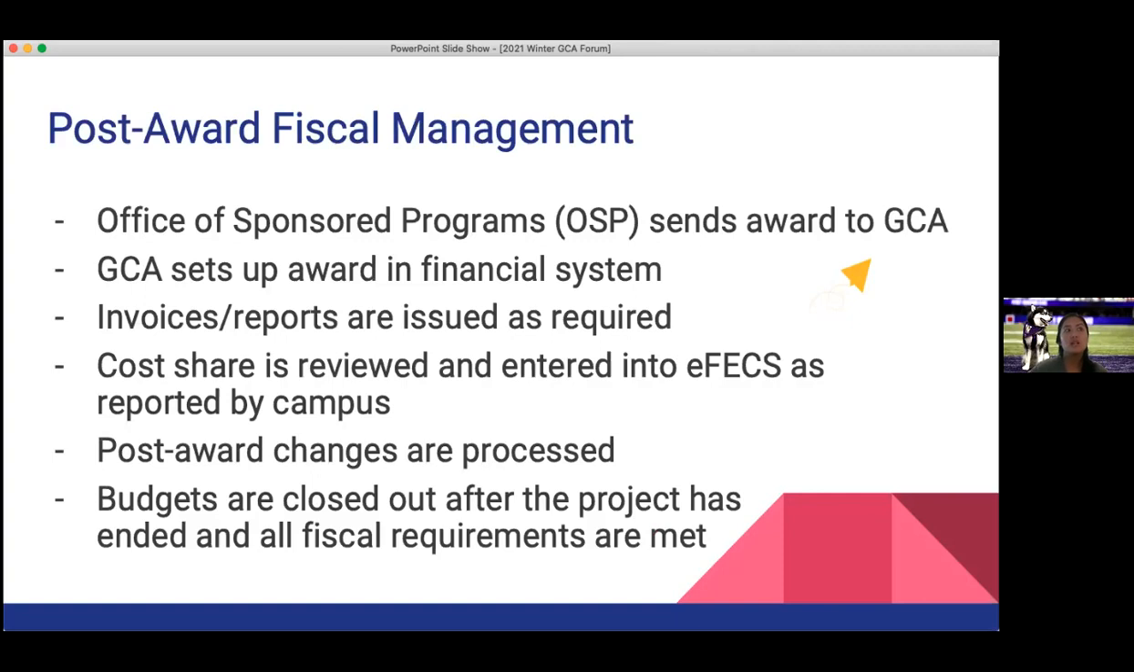Next slide. Like I said, we're involved in the post-award fiscal management of things. There's a lot of things that happen in our office, but here's a quick high-level breakdown. We receive the award from OSP, we process the funding action, and reports and invoices get sent out. Then if there's cost share, we review and enter those cost share amounts. And then at the end, either your award will be extended or supplemented, or it will be ready for closeout. Next slide.